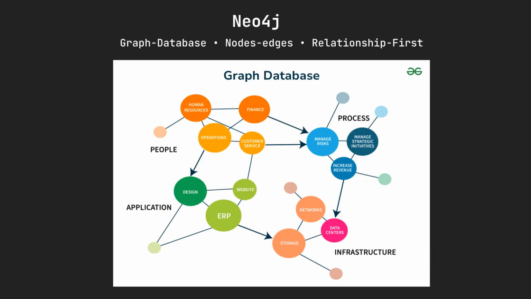Neo4j is a graph-based NoSQL database designed for relationship-centric data. It stores data as nodes connected by edges, where relationships are first-class citizens, not derived through joins. Queries are executed using graph traversals, making multi-hop relationship queries efficient and intuitive. This design allows Neo4j to model complex connections naturally, but it prioritizes relationship depth over horizontal scale. Neo4j is optimized for understanding how entities are connected, not for high-throughput transactional workloads.